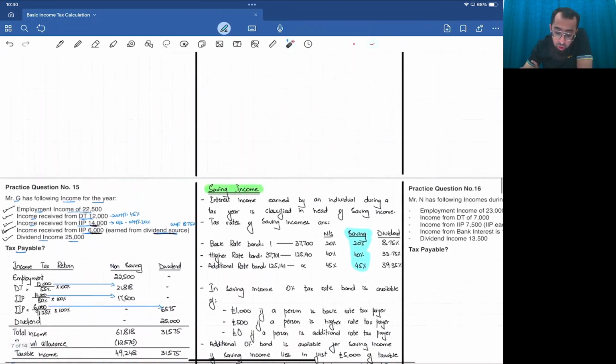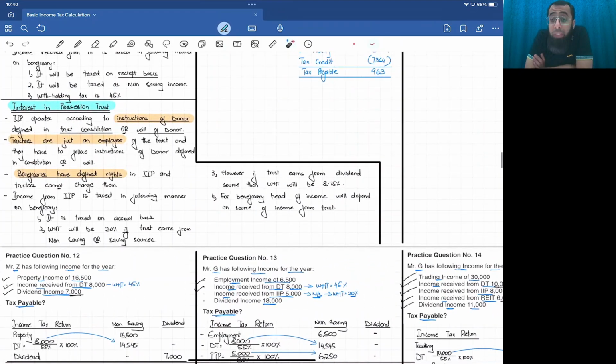So if you look at the discussion till now in our today's class, we talked about interest in possession trust. One more category of trust where we are discussing that created for valid reasons, donor giving the asset, defining the instructions in the constitution or the will, trustees are an employee, follow the instruction, beneficiaries have defined rights, it will be taxed on accrual basis, very logical basis of taxation, whatever source the trust is using, that source will be applied on the beneficiary also. Non-saving or saving source, the withhold is 20%, in dividend source, the withhold is 8.75%.